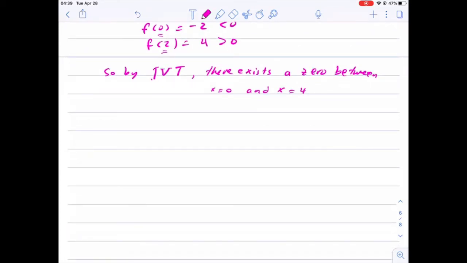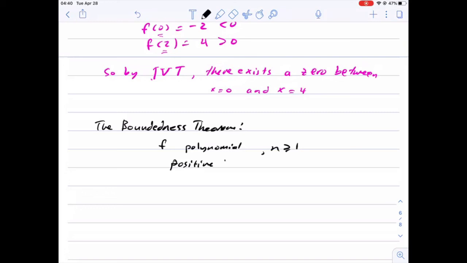Now the last theorem here is the boundedness theorem. The boundedness theorem says that if you have a polynomial f with degree n greater than or equal to 1, real coefficients and a positive leading coefficient, and f of x is divided by x minus c, then we have two cases.